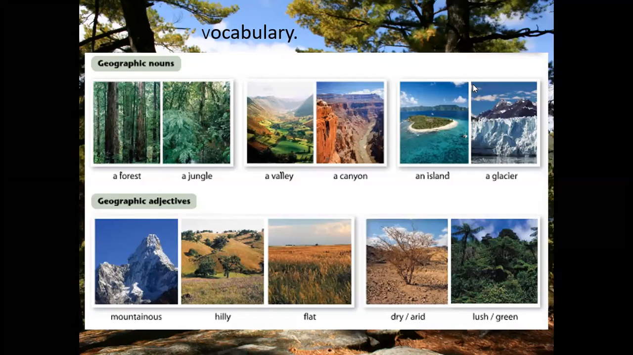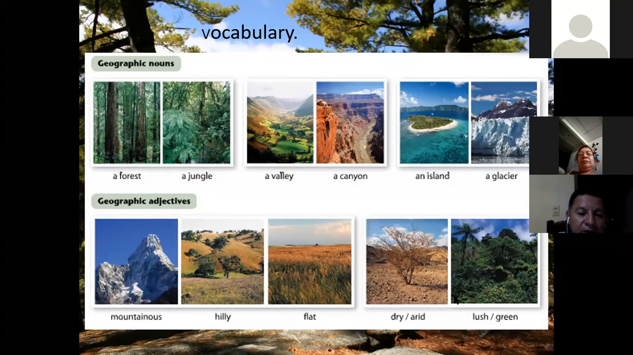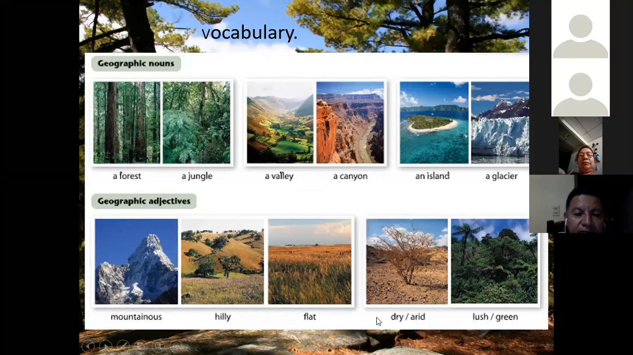Okie dokie. Now, any question? You can see the picture right here. Lush or green. That's lush. Verdoso, tupido. Mountainous. Mountain. Hilly. Hilly is like, okay, let's start with mountain, right?